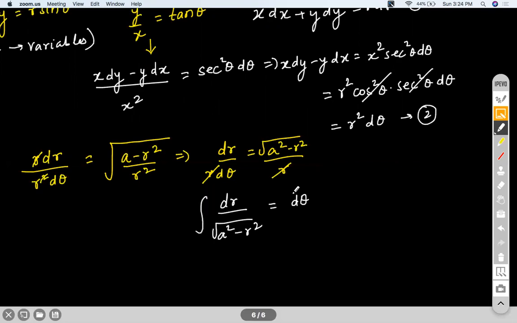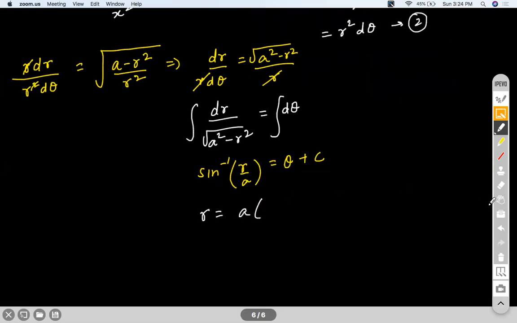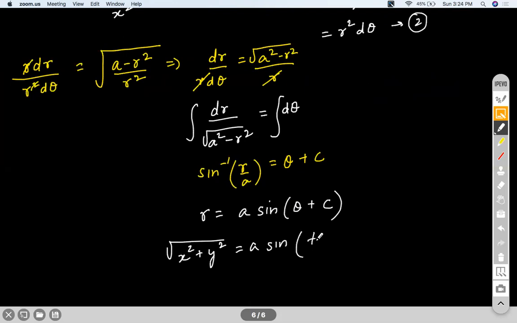Correct? Let's integrate now both sides, having separated the variables out. This is going to be sine inverse of r by a, and this is going to be theta plus c. Now remember, we cannot leave our answer in terms of theta and r because that is the substitution that we have made from our end. So we need to get rid of that as well. So from here, first of all, I can say my r is equal to a sine of theta plus a constant, right? r is nothing but under root of x square plus y square, and theta is nothing but tan inverse of y by x. So this is what I'm going to substitute back. So this is my final solution or the family of curves which is going to satisfy this differential equation.